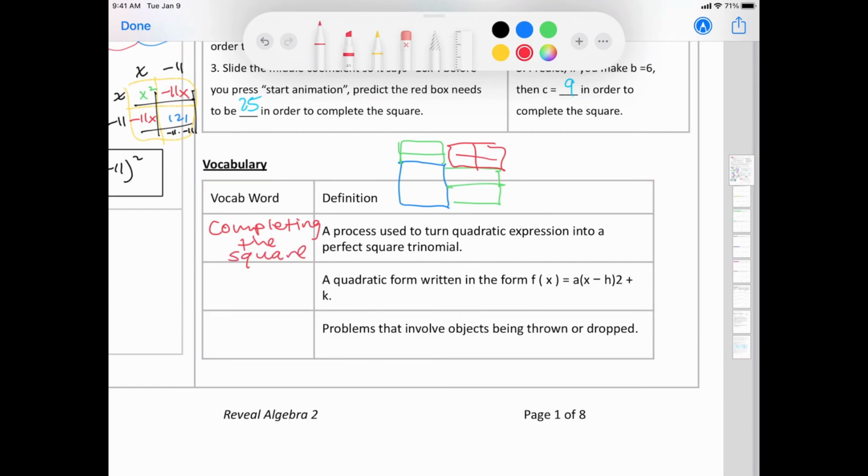Okay, this one's new. A quadratic written in the form f of x equals a times x minus h squared plus k. This is called vertex form. The ordered pair h comma k is equal to the vertex. Remember, that is the minimum or the maximum, right?